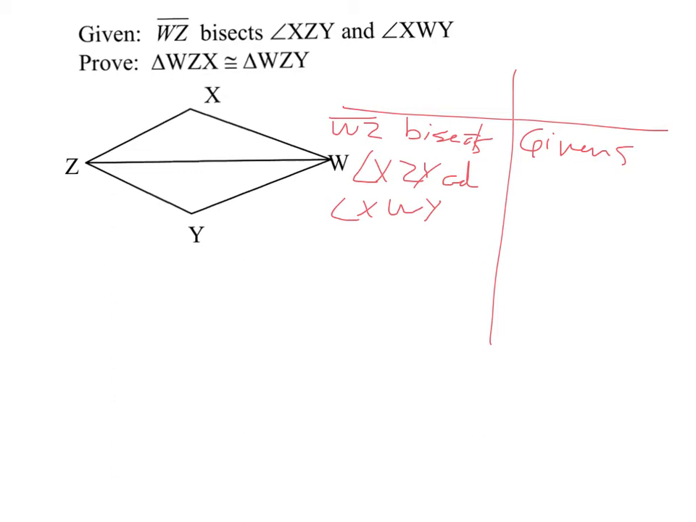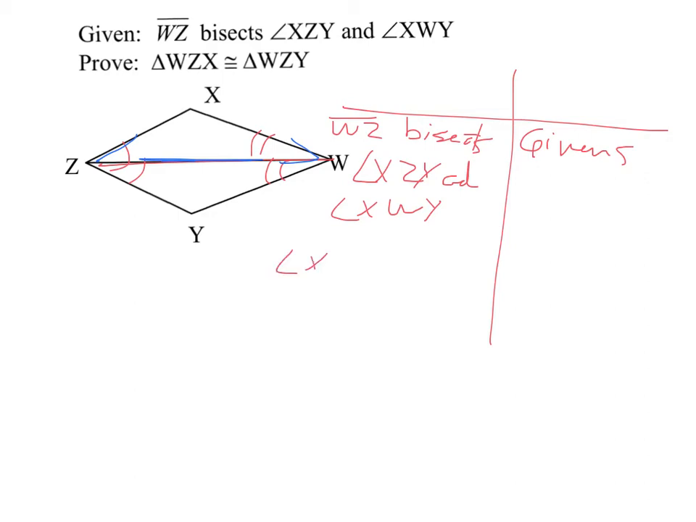WZ bisects XZY. So these two angles are the same, and these two angles are the same. So we're actually halfway there. We've got angle, angle, and if we just could do the side in the middle, well, that side's the same on both sides because they're the same line, right? So let's fill in. Okay, don't forget the rest about the angles.